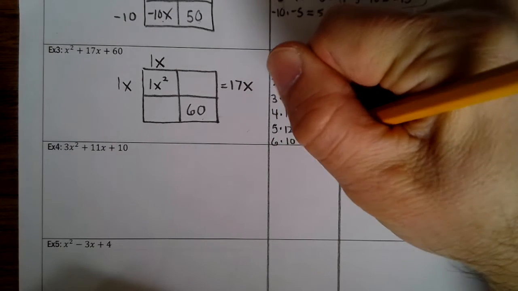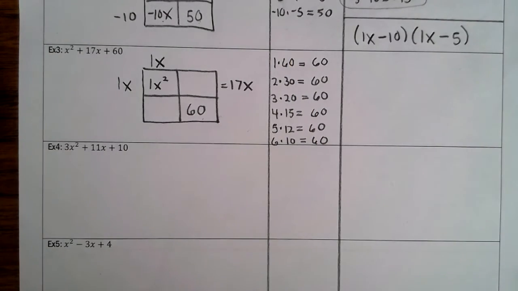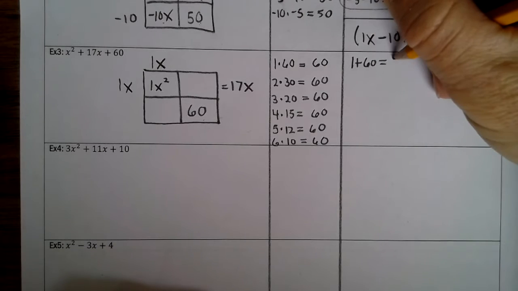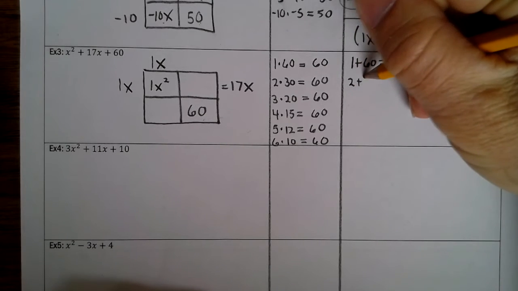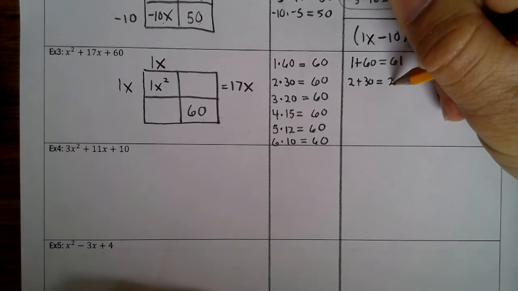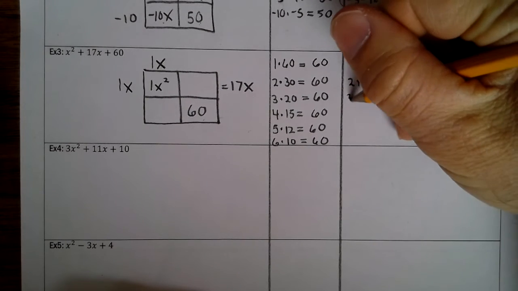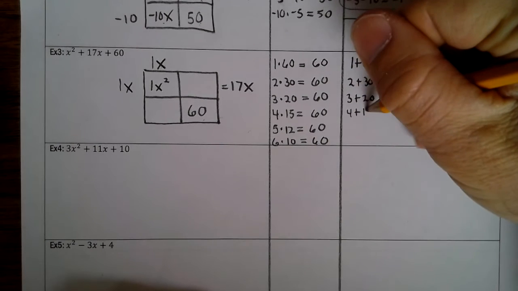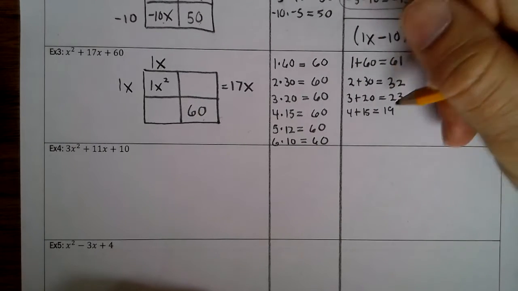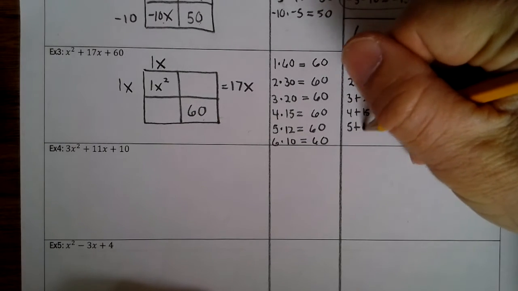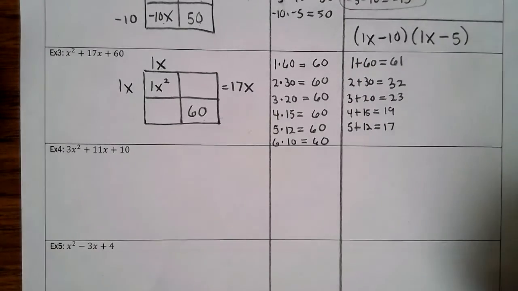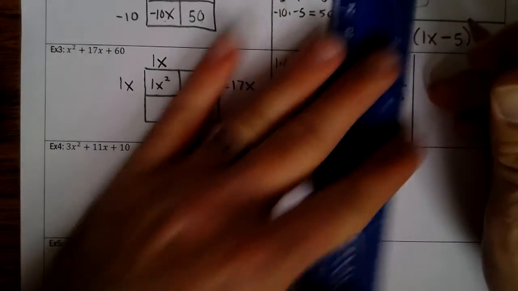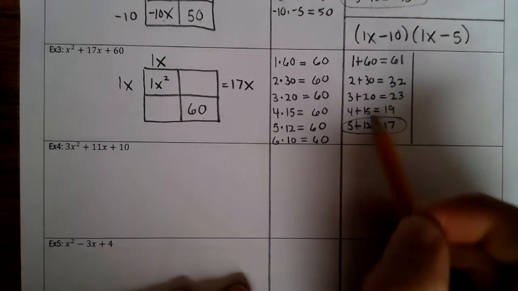All right, so now we try to find the combination to make 17. So 1 plus 60 is 61. 2 plus 30 is, I'm sorry, 32. 3 plus 20 is 23. 4 plus 15 is 19. And 5 plus 12 is 17. So that's our combination that works. So then that's x plus 5, x plus 12.